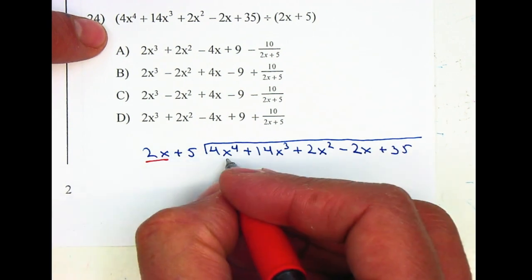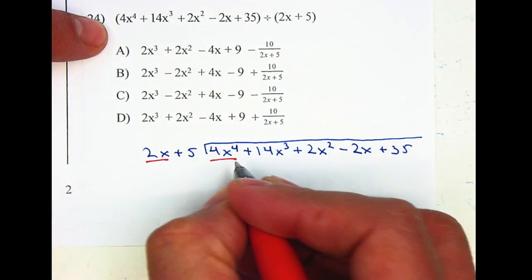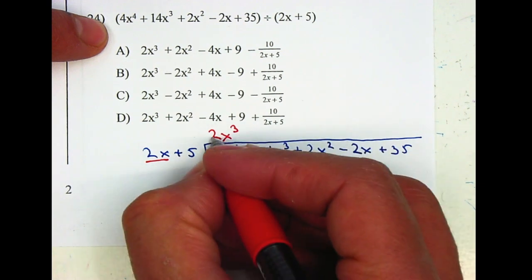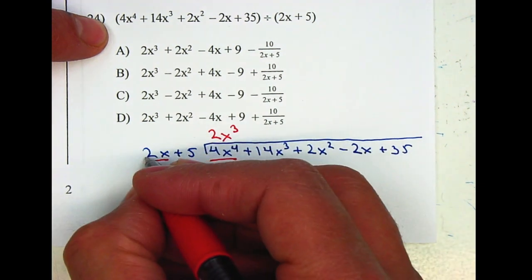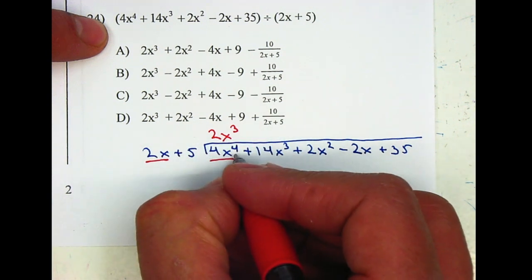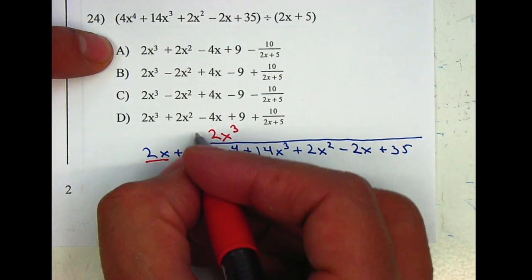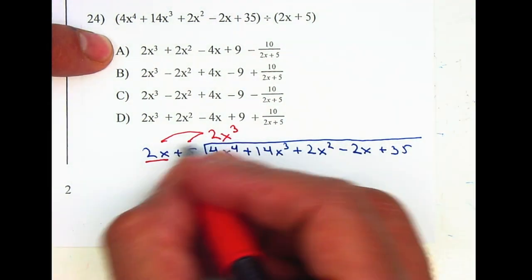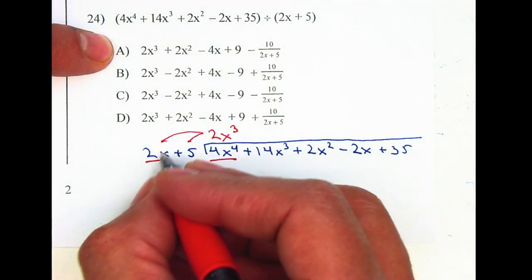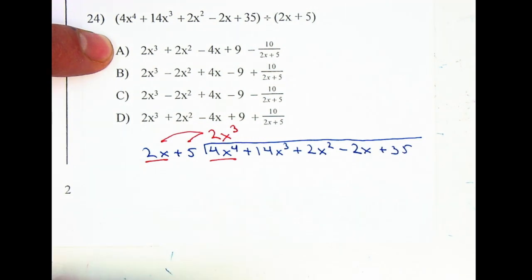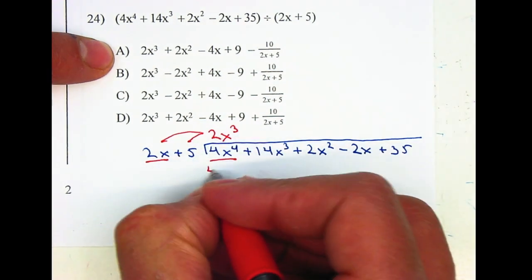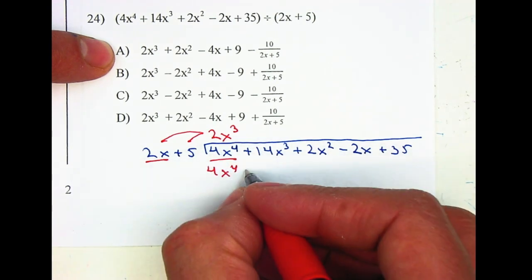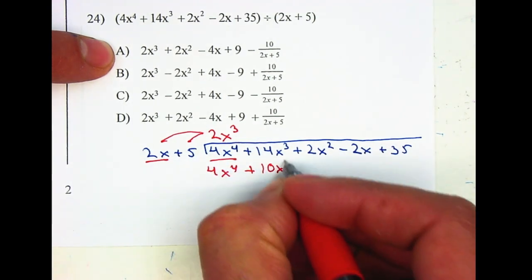What do I need to multiply 2x by to get 4x to the fourth? That will give me 2x to the third. 2x times 2x to the third will give me 4x to the fourth. Then you need to multiply by both of them. Remember, you need to multiply by both. Some of you guys just multiply by the first one, and that's the main mistake that you guys make. 2x to the third times 2x gives me 4x to the fourth. 2x to the third times 5 gives me positive 10x to the third.